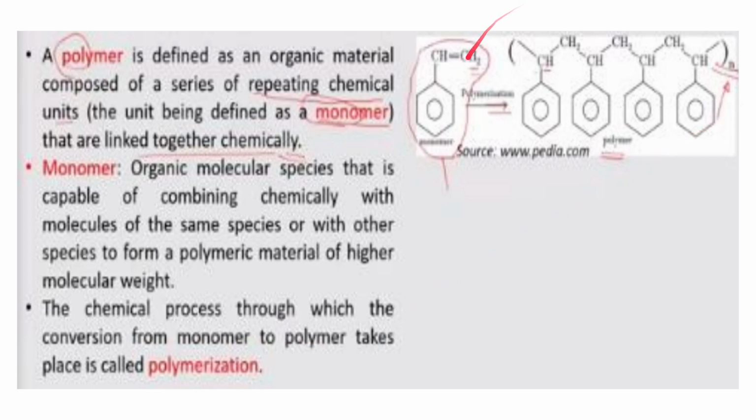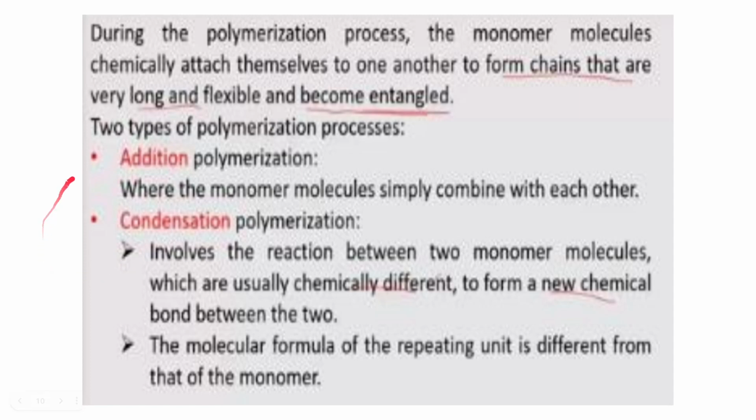As you can see here, this is a monomer, which is a molecule having CH double bond CH2, and there is a benzene ring. So this is a monomer. After polymerization, it becomes a polymeric material having a high molecular weight. During the polymerization process, the monomer molecules chemically attach themselves to one another, forming chains that are very long and flexible and become entangled.